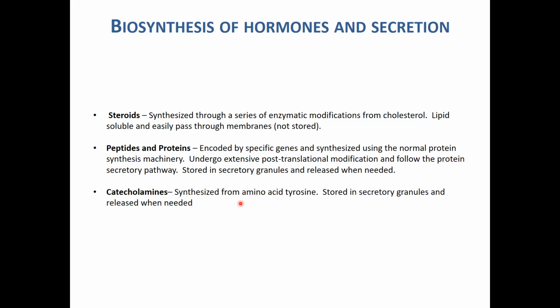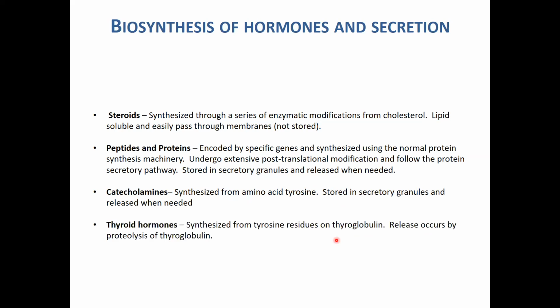Then we have the catecholamines: norepinephrine, epinephrine, and dopamine. They're all synthesized from the amino acid tyrosine. They are also stored in granules, and they're released when there is a stimulus. And finally, we have the thyroid hormones. These are all synthesized from tyrosine residues on this particular protein called thyroglobulin, which we're going to discuss in detail when we cover the thyroid hormone. And these hormones are released by the proteolysis of this thyroglobulin.